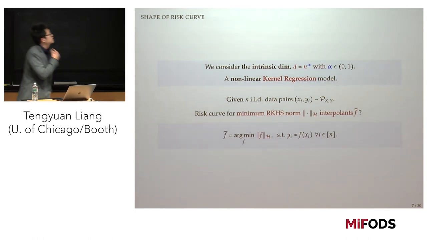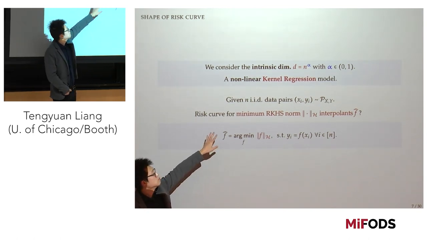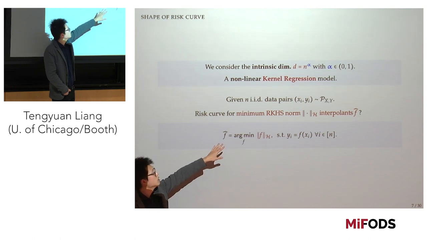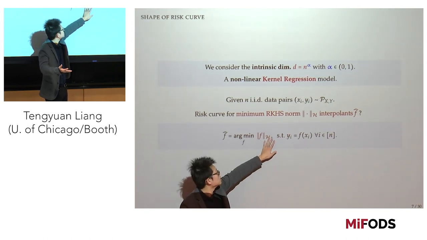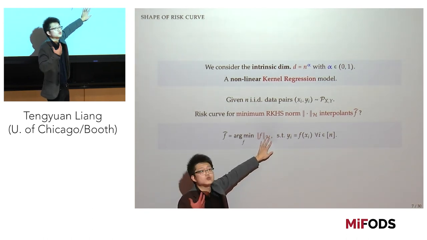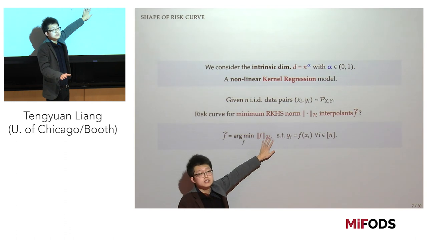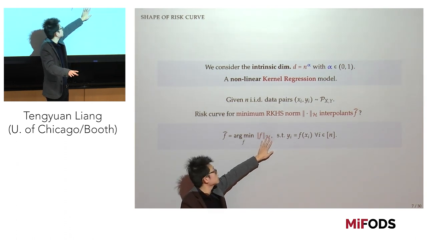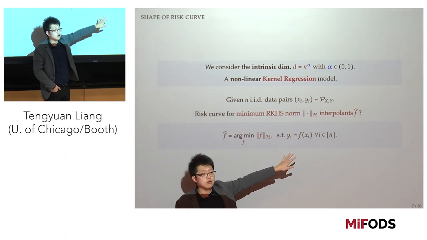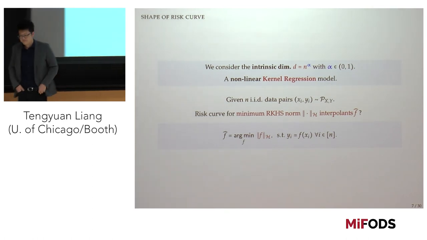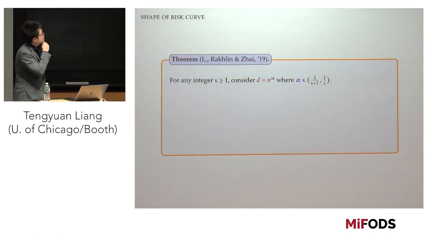So the question is, given n iid data pairs, we want to study the risk curve of the min norm, min reproducing kernel Hilbert space norm interpolator. So we plug in a specific form of this norm. We can discuss what type of norm should be an interesting norm that people should care about in practice. But today, let's just assume that we choose a specific reproducing kernel Hilbert space norm that was defined by the previous kernel and study the behavior of such min norm interpolators. Any questions? Okay, so let me give you the main result first.